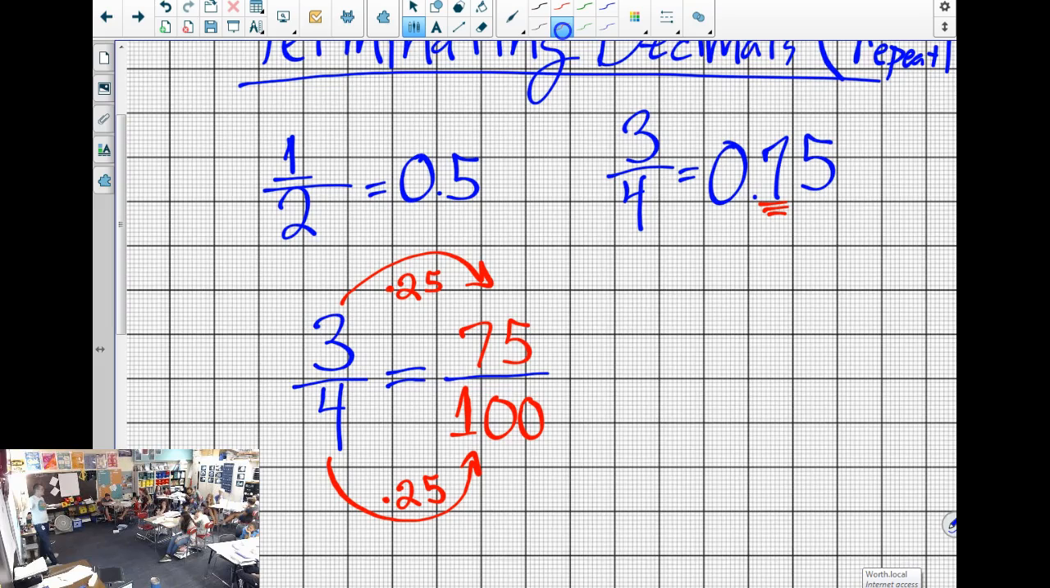75 hundredths. 75 hundredths. This tells me what the decimal should be.